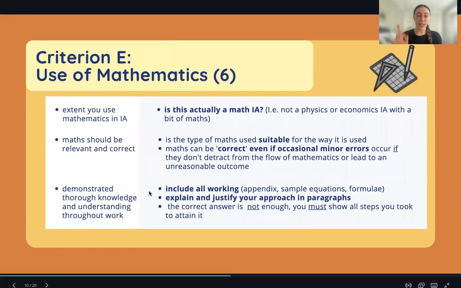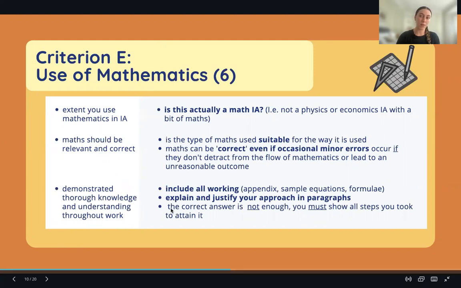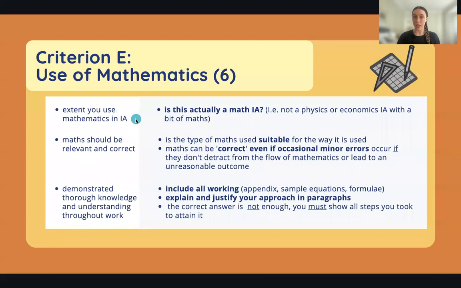So that's Criterion D, and now Criterion E is the use of mathematics. It has 3 aspects to it. Firstly, the extent to which you use mathematics in the IA. What this is really asking is, is this actually a math IA? A lot of times people in their initial suggestion of topics will come up with things that are actually physics or economics IAs with a little bit of maths in them. So they're actually more to do with other subjects in the IB.